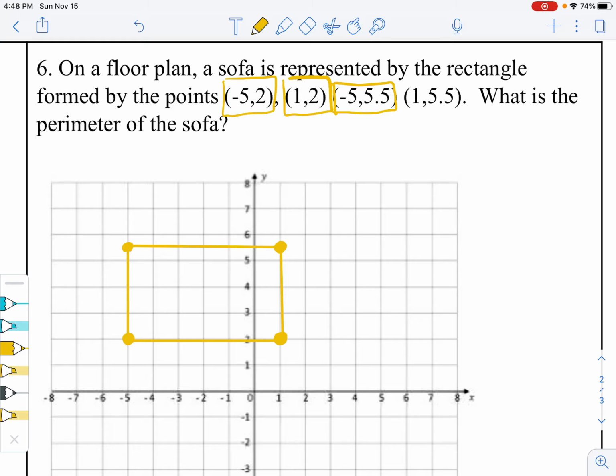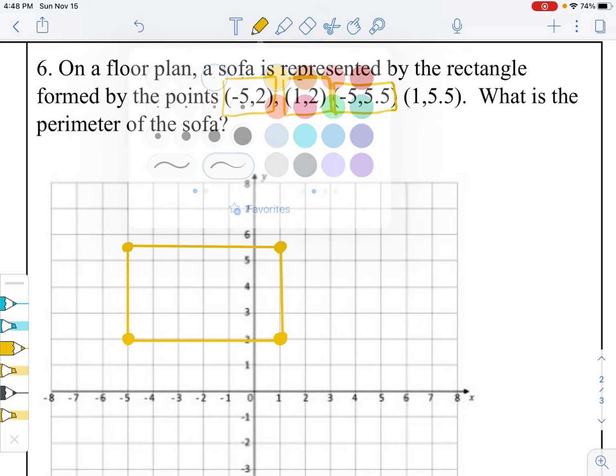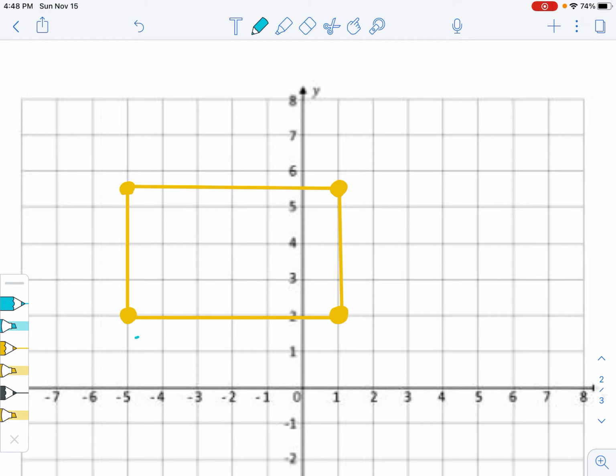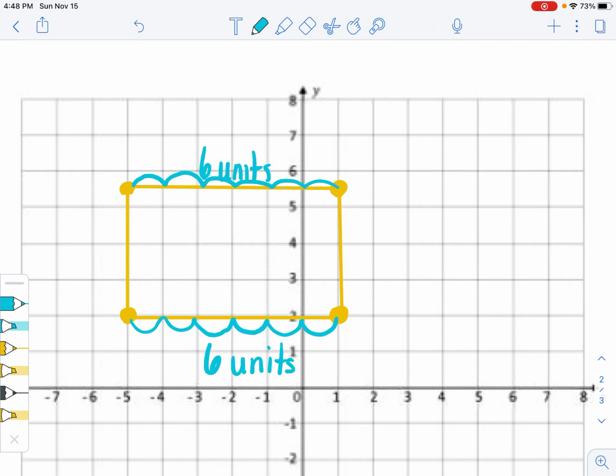All right. Now that we have the sides, we need to find out how many units each side is. So let's start with this longer bottom piece. We're going to count. We have 1, 2, 3, 4, 5, 6. So since the bottom side of our rectangle is 6 units, we know that our top must also be 6 units, and we could count that. 1, 2, 3, 4, 5, 6.